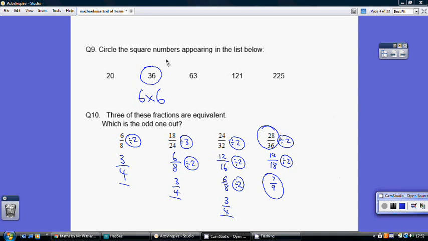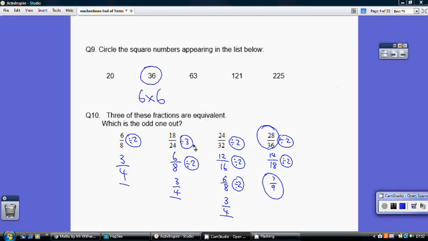Question 9. Circle the square number appearing in the list below. So you get a square number when you multiply a number by itself. So 36 is square because 6 times 6 is 36. 25 would be square because 5 times 5 is 25. None of the other 4 numbers here are a square number because there is no whole number which times itself gives you any of those 4 numbers.